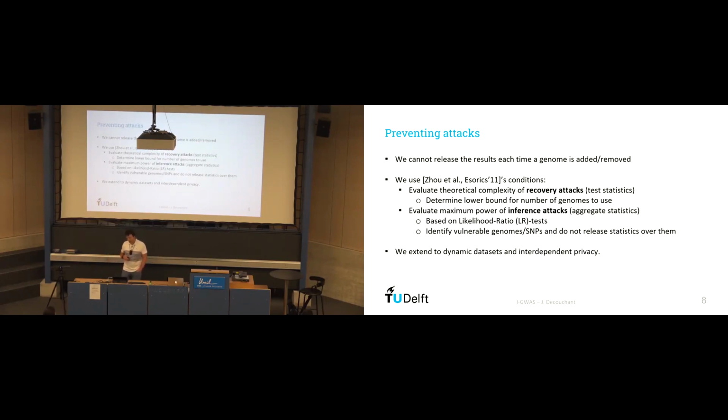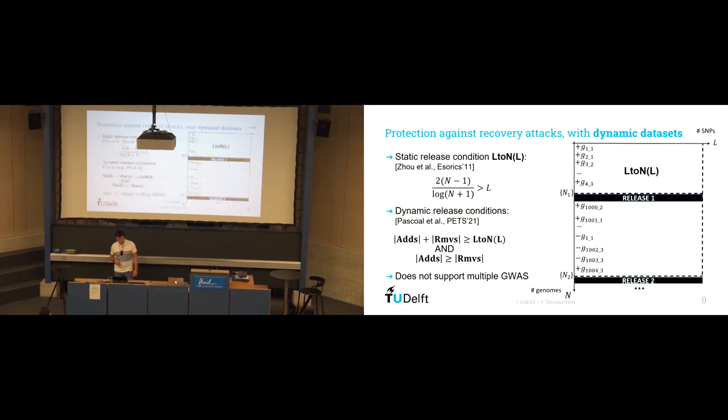After this test, we decide that some SNPs, or some positions, cannot be released to the public. So they have to stay private, and basically they stay in the enclave. And we build on this work, and we extend to dynamic data sets and interdependent privacy. So we have data sets that can intersect.